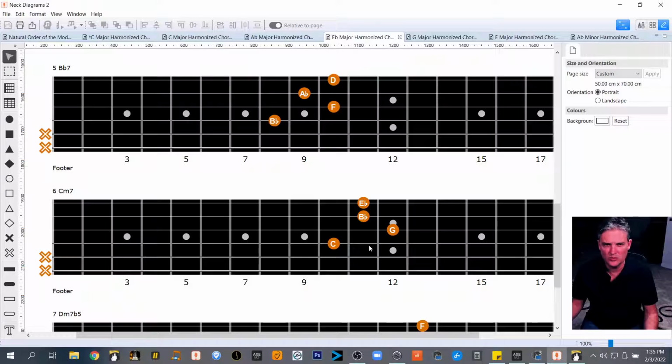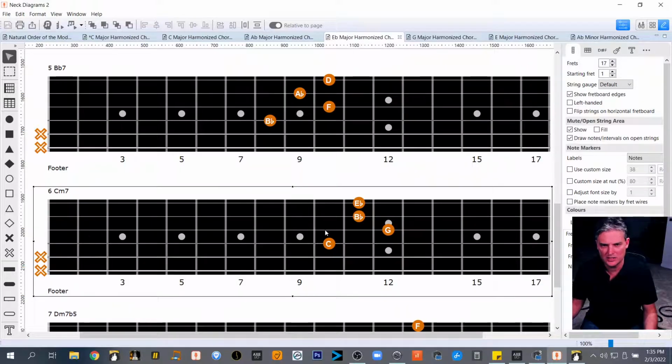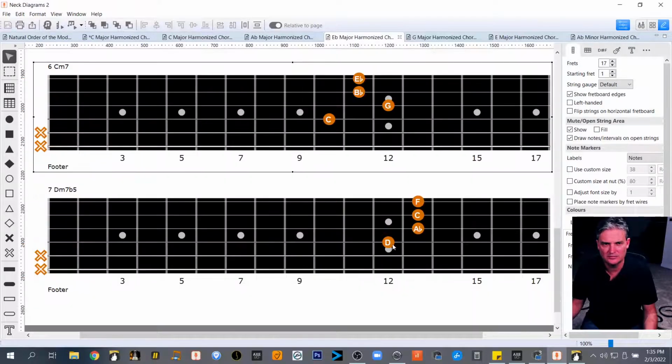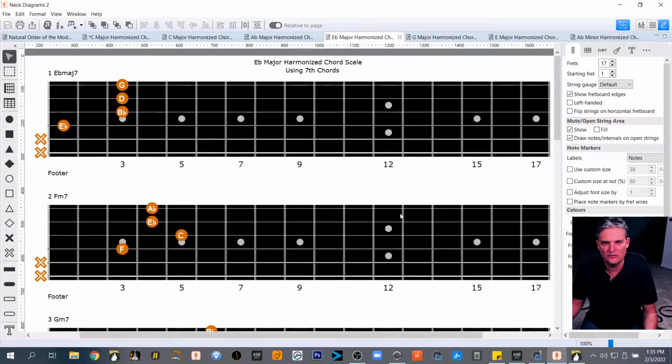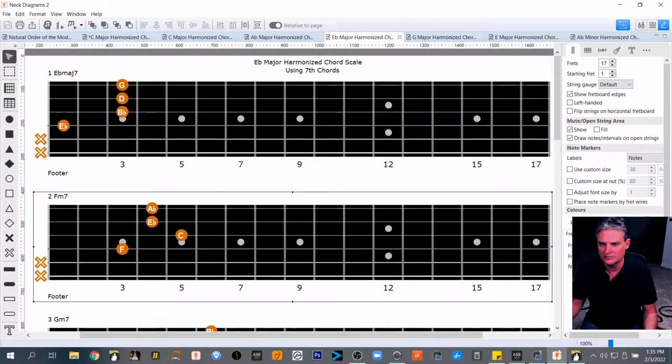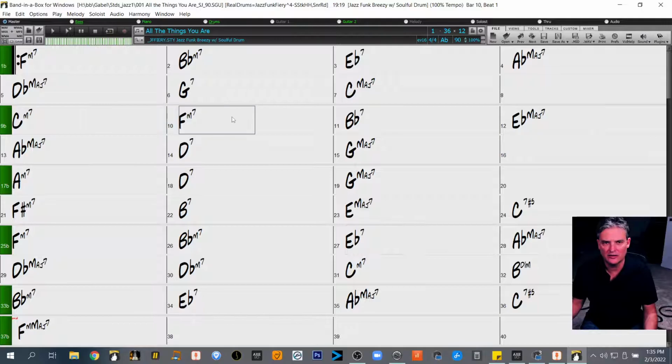And guess what? If you move 4 from 6, 1, 2, 3, 4, we're on F minor. Come back here, F minor. If we move 4, we're on B flat 7. If we move 4, we're on E flat major 7. If we move 4, we're on A flat major 7, and that's the 4 chord of E flat major. And if we move 4, we're on D minor 7 flat 5, but that's not what we have here. We have a D dominant 7.